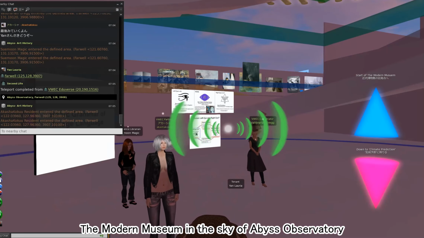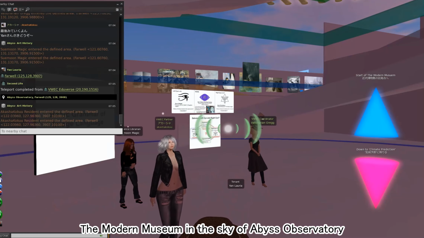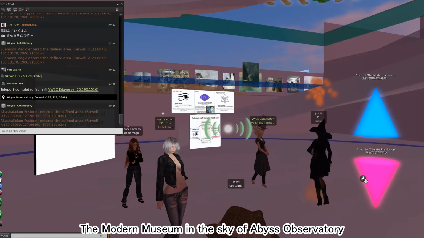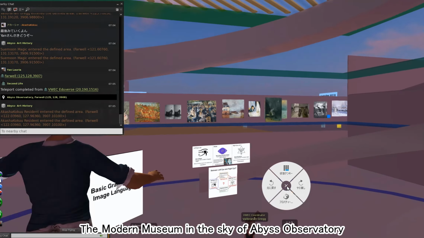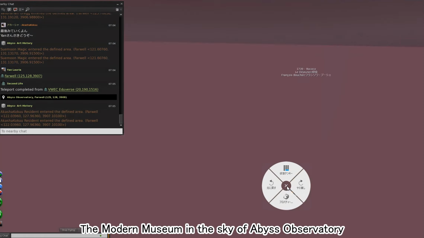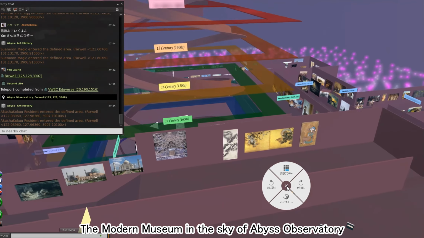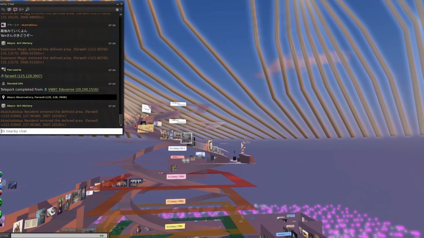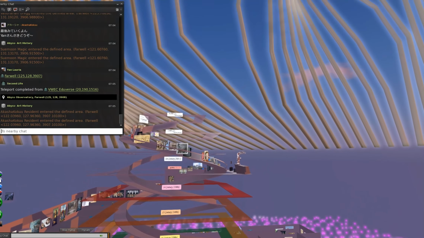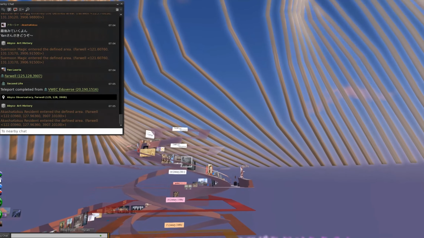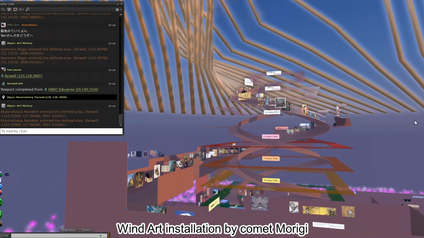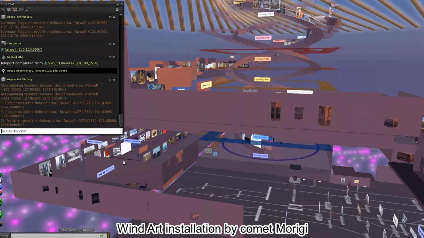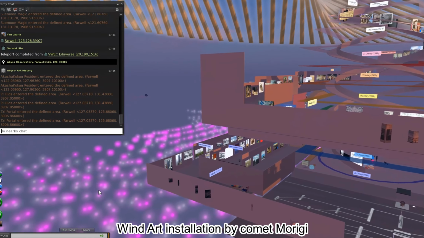So here is the modern museum in the sky of the Observatory. Look around, zoom out. You can see the wind art installation by Comet Morigi. Very long, flexible particles visualize the wind field.